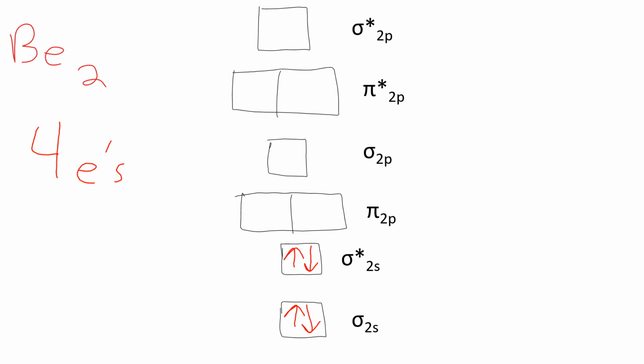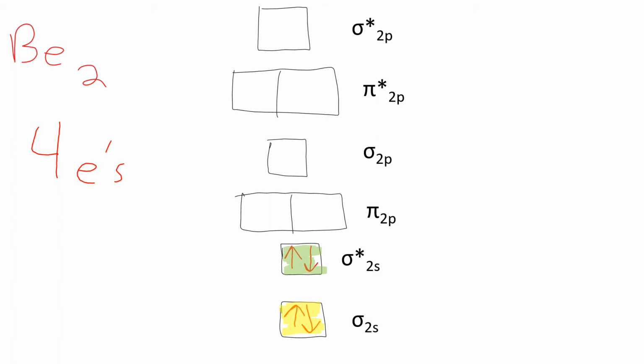If we were going to do the bond order for Be2, we'd look at our bonding electrons versus our anti-bonding electrons. Highlighted in yellow are bonding electrons, 2 there, but we have 2 anti-bonding electrons. We'll highlight the anti-bonding electrons in green. So we have 2 bonding electrons in yellow, 2 anti-bonding electrons in green.